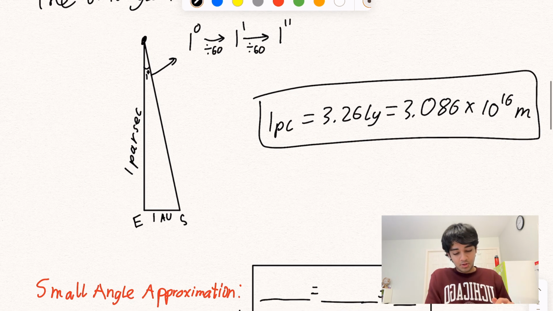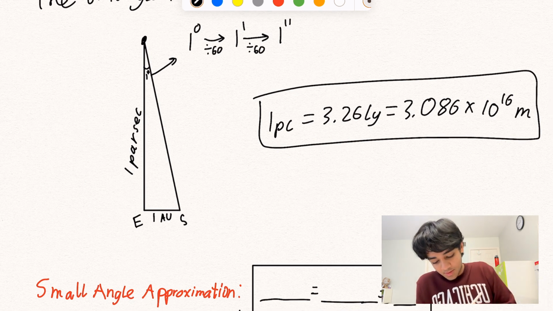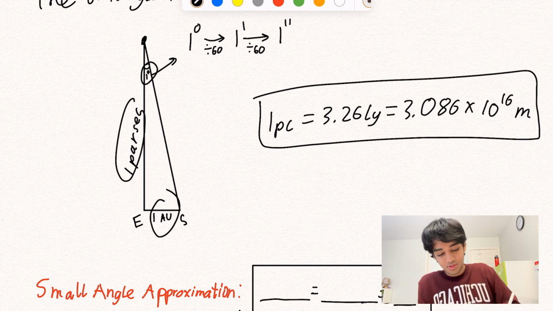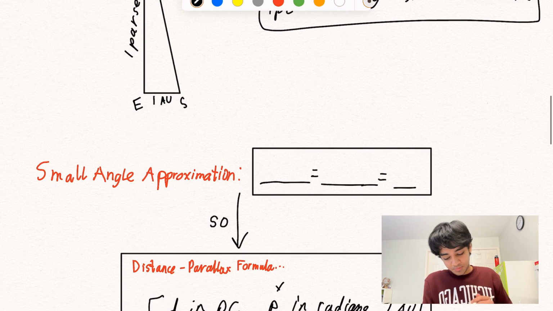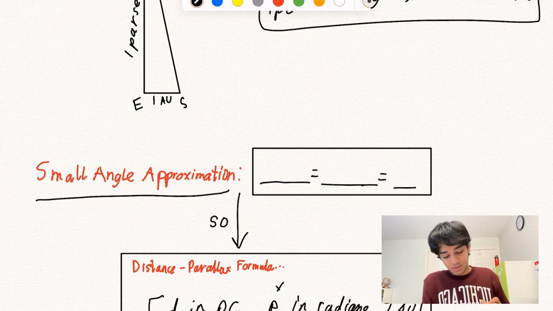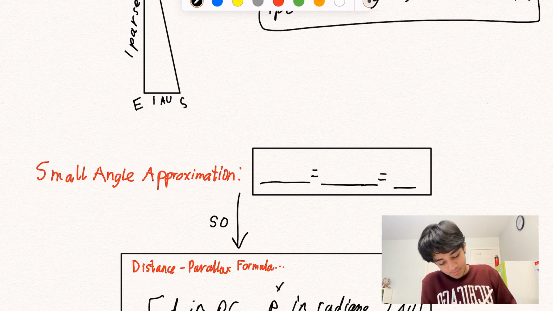Now, before we move on, I'm pretty sure you can tell, since we have an angle and 2 sides, we're going to be using a lot of trig in these types of problems. So let's go over what a small angle approximation is. It's basically saying that sine theta is equal to tan theta is equal to theta.